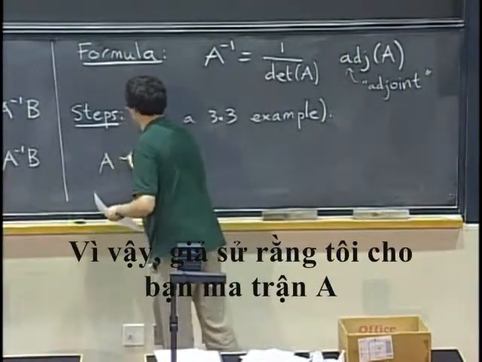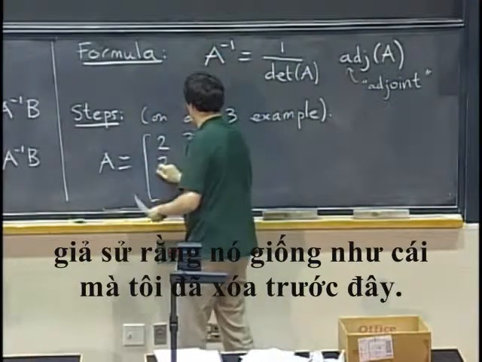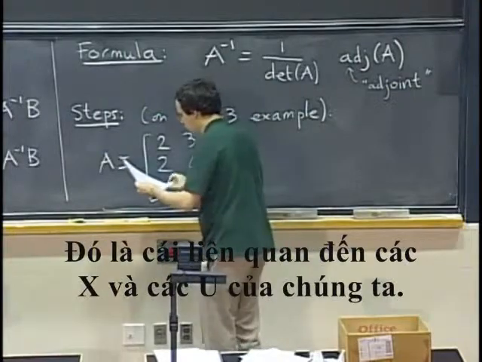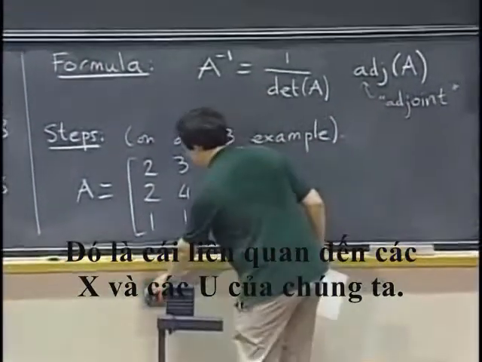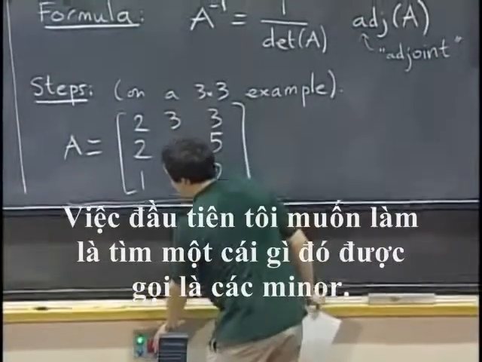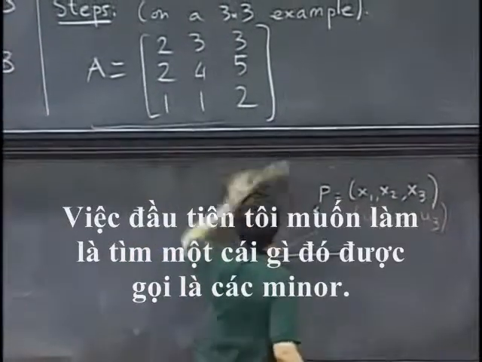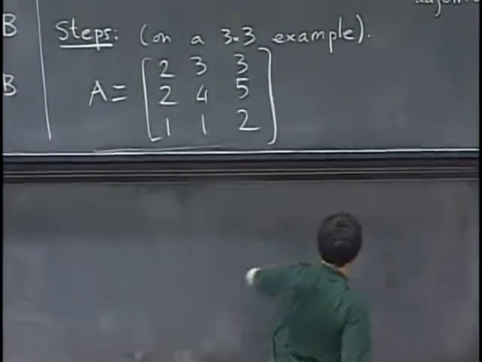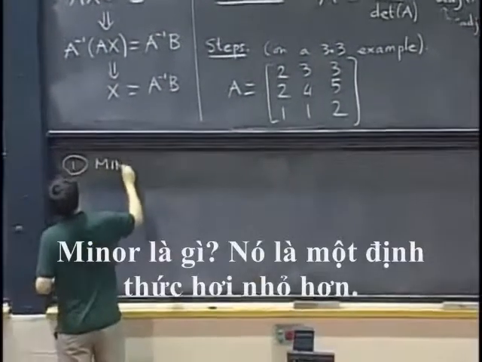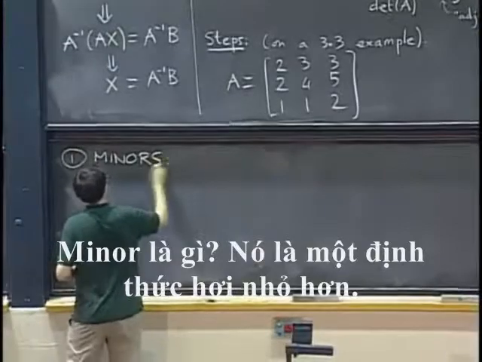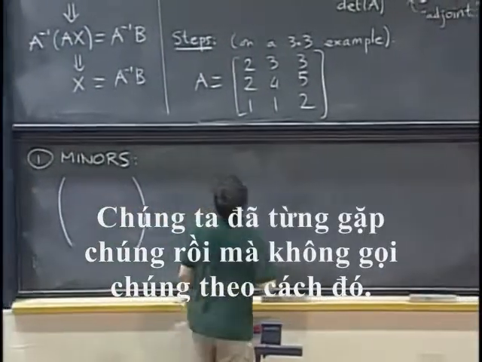Let's say I'm giving you the matrix A, the same as earlier, the one that I erased, relating our x's and our u's. The first thing I want to do is find what's called the minors. So what's a minor? Well, it's a slightly smaller determinant. We've already seen them without calling them that.